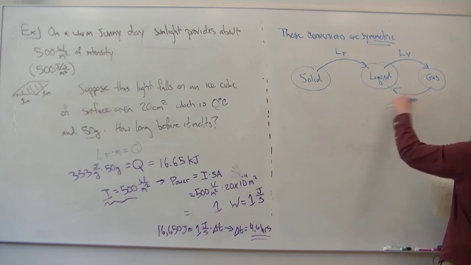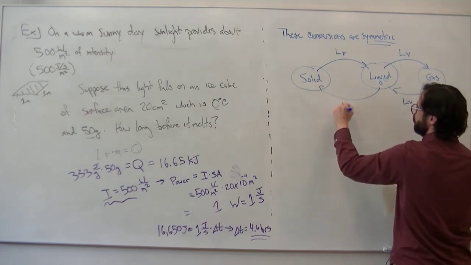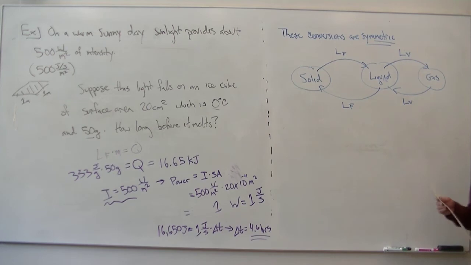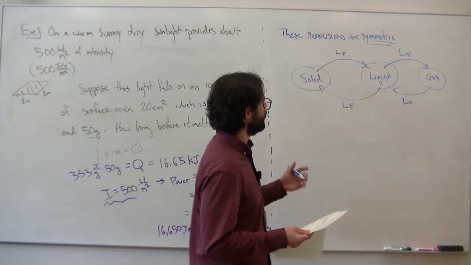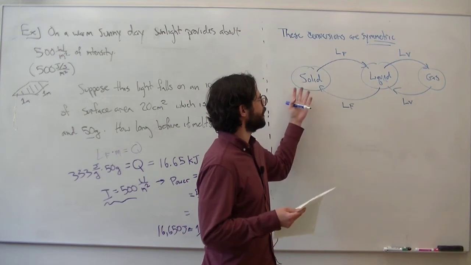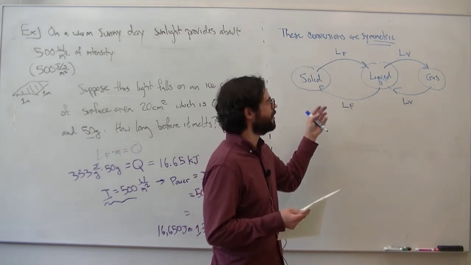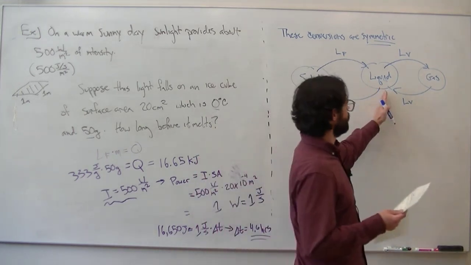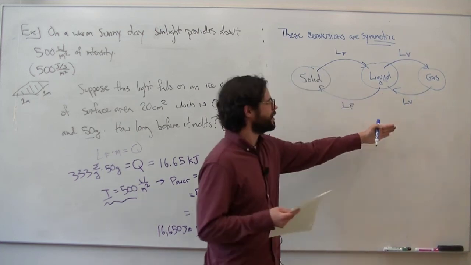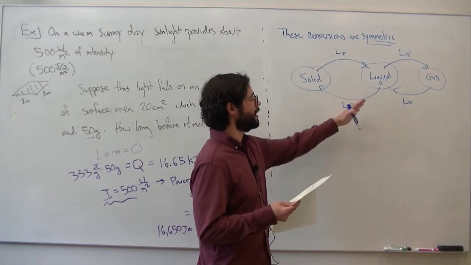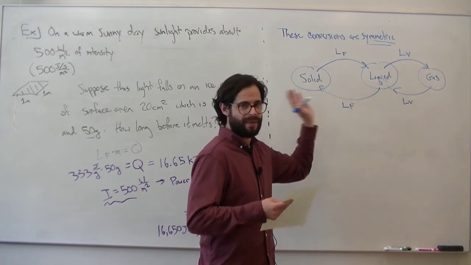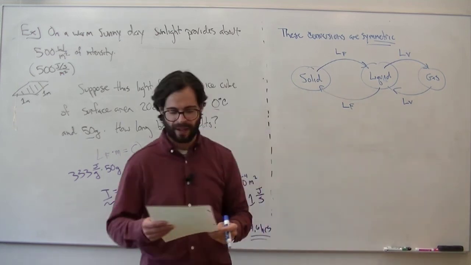If I want to go from liquid to gas, I actually use the exact same quantities. It's just their names are kind of asymmetric. Fusion talks about going from liquid to solid in some sense, and vaporization talks about going from liquid to gas. So they're kind of like liquocentric, if that's a real word. But just realize if you're going the other way, use the same LF.